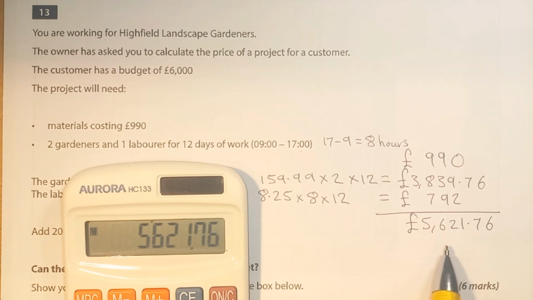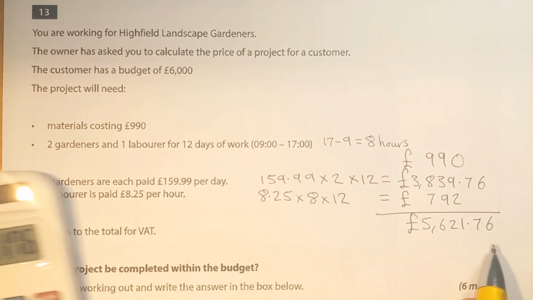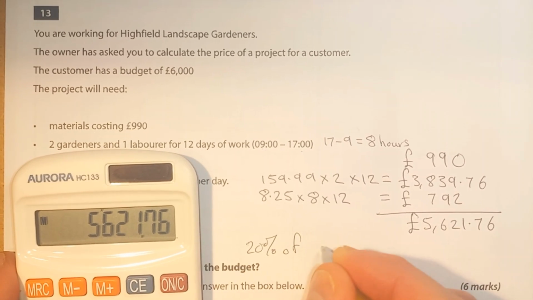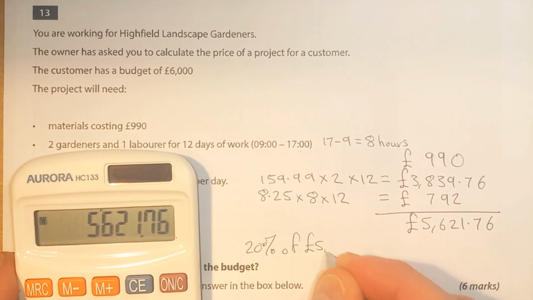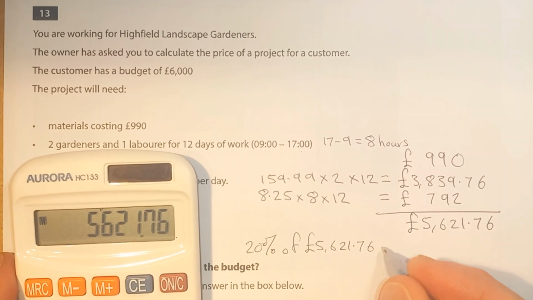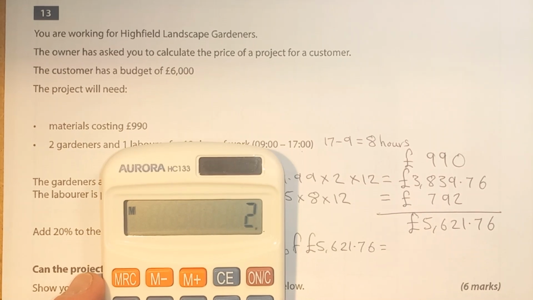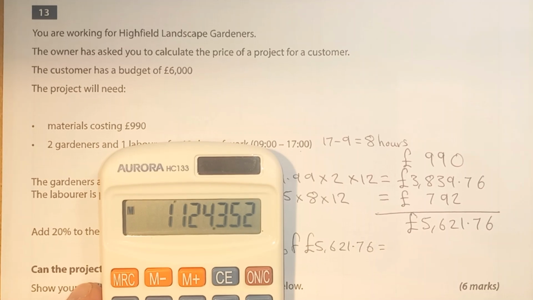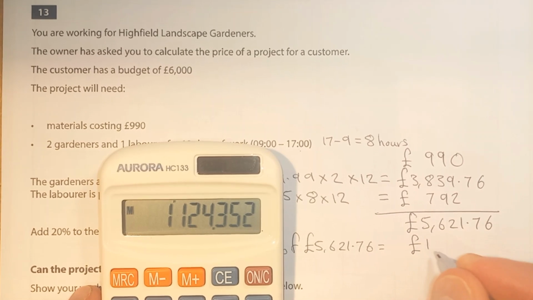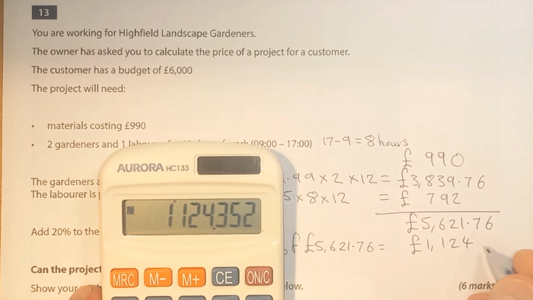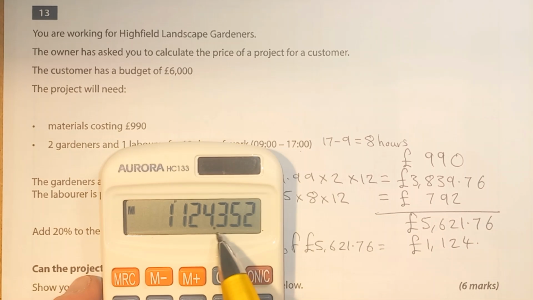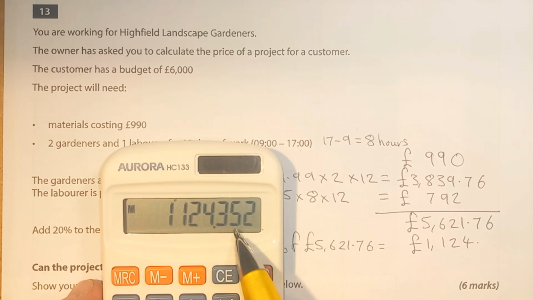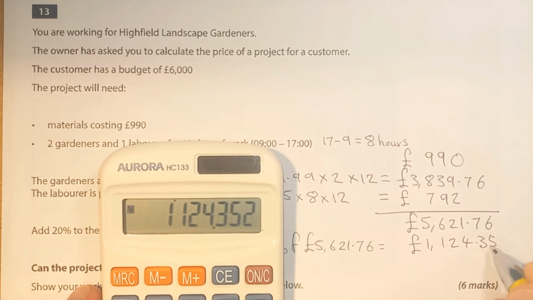We want to work out 20% of that because we're going to add it on. So we want 20% of 5,621.76. Well, we can do 20 divided by 100 times the original amount. Gives us 1,124 point. Well, we're dealing with money, so we're just going to have 2 decimal places. So 35, 2's less than 5, so just £35.